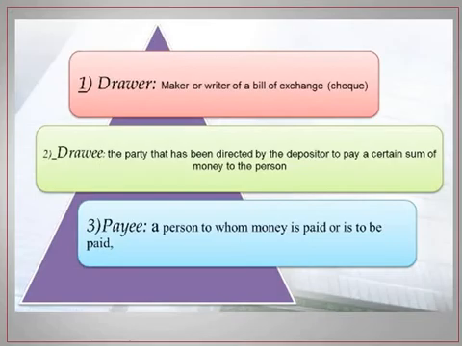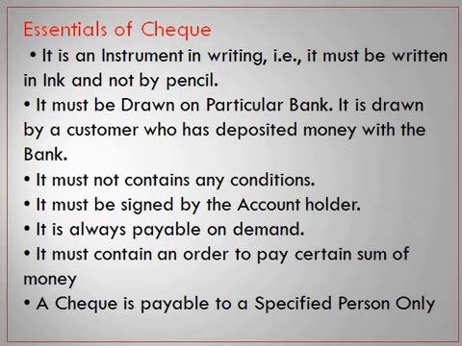So the essentials of a check: it is an instrument in writing. That is, it must be written in ink, not by pencil. One of the main things to be noted is that they should be very clear about what they are doing. They will always check whether every column was filled, each and everything was original, or it was a manipulated thing like that. The check was made by the drawer, so the bank should be aware of this.